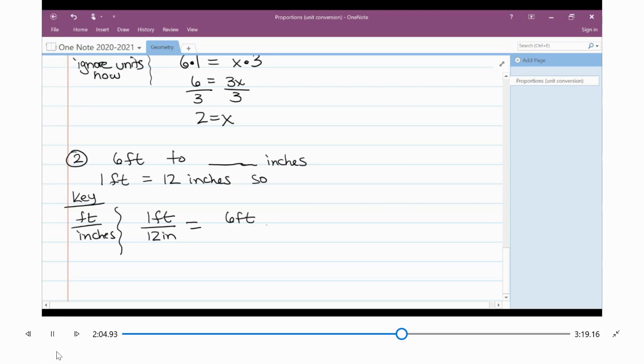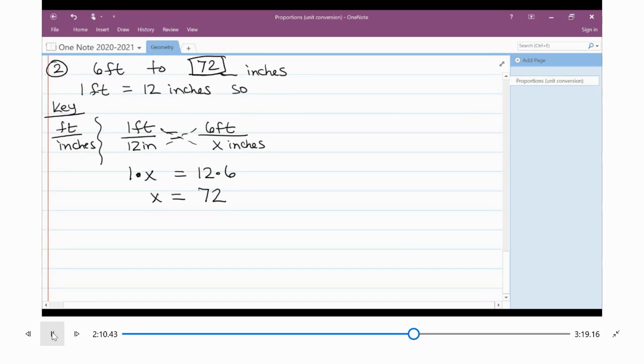So there's my key. I'm just going to determine myself that I'm going feet on top, inches on the bottom. You could have flipped it. Won't make any difference. So this time I said, okay, so 1 foot is equivalent to 12 inches. That's going to be my first fraction this time. Then since I put feet on top, I'm going to take my 6 feet and put that on top. I don't know how many inches, so X inches. Cross multiply. And yes, in fact, you could have just multiplied by 12.